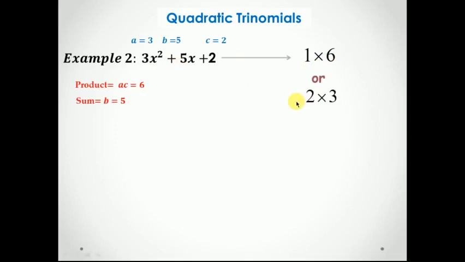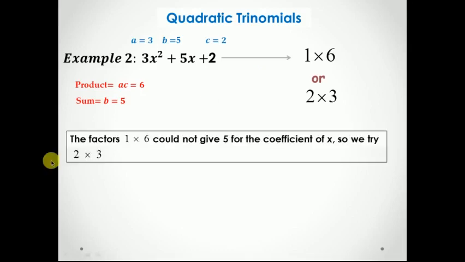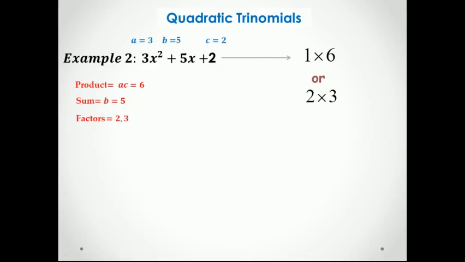Consider looking at 2 times 3. Those are 2 other factors that can multiply to give us 6, because 2 times 3 is 6. And of course, if we add 2 plus 3, then we realize that will give us 5. It therefore means that our factors are going to be 2 and 3. Again, all we're going to do is use the factors to replace the middle term, which is this 5x.